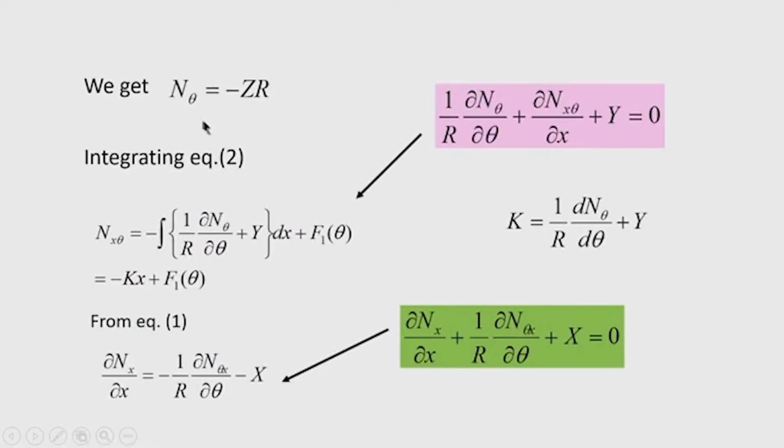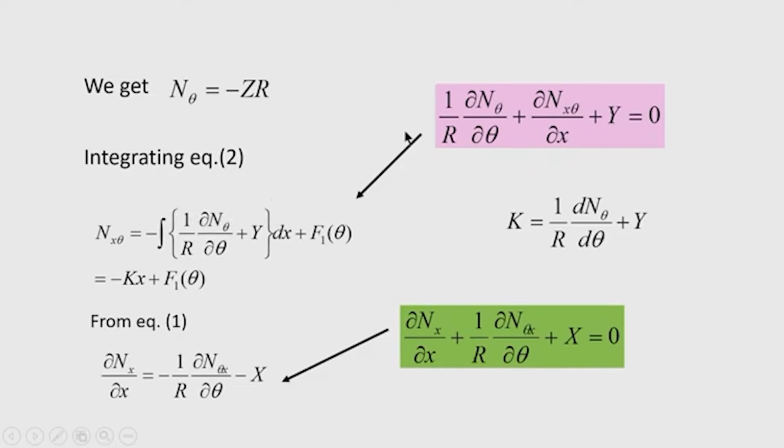So, from the third equation we get n theta is equal to minus z r. Now, if I substitute this n theta equal to minus z r in this equation, we are targeting to obtain this n x theta. So, ultimately, I take del n x theta by del x on the left hand side and transfer 1 by r del n theta by del theta to the right hand side with a negative sign, and capital Y is also on the right hand side with a negative sign.